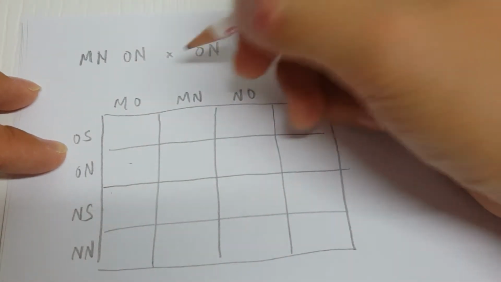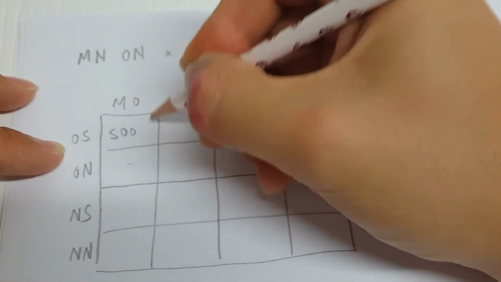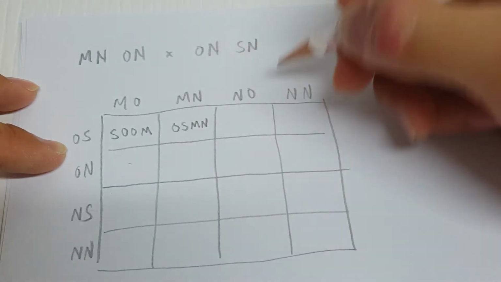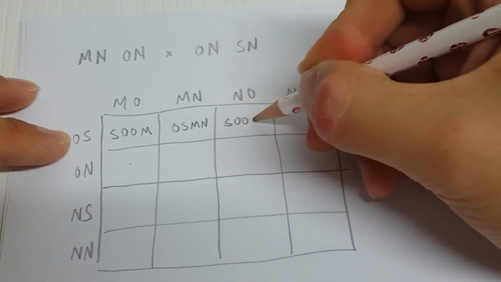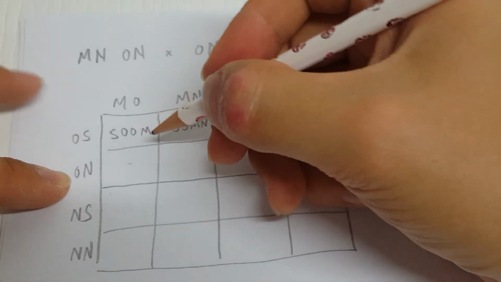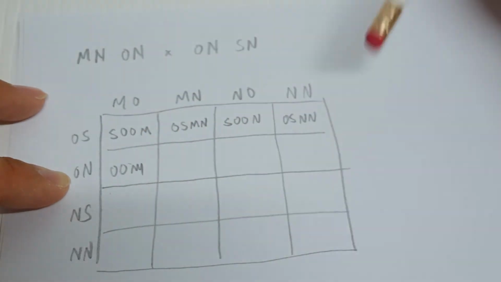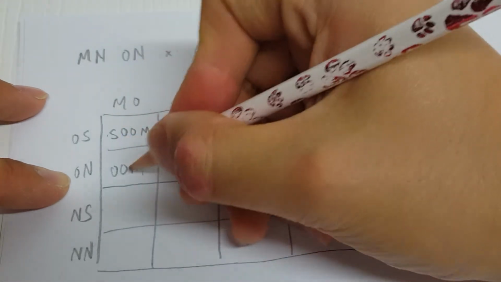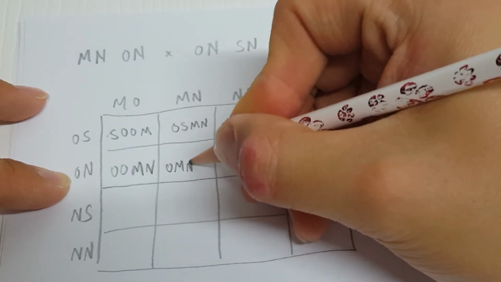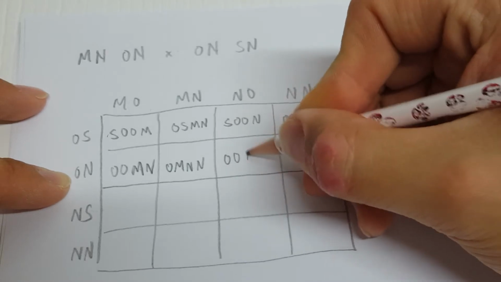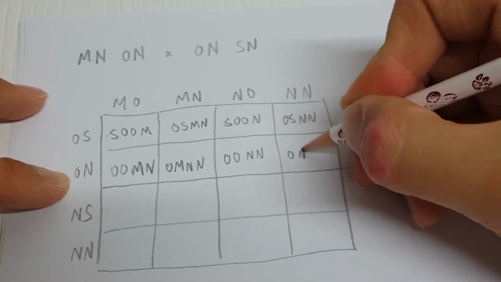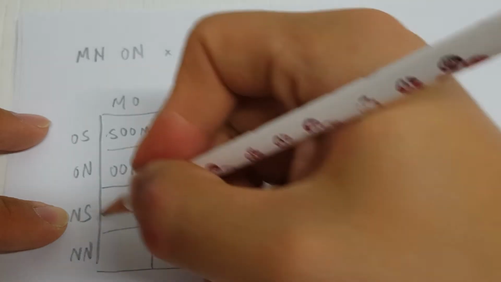So starting at the top right, we have S, O, O, M, O, S, M, N, S, O, O, N, and O, S, N, N. Next row we have O, O. So again, I'm just combining letters that are the same to make it easier for myself. We have O, O, and N. That's a super orange dream there. O. Orange dream normal.